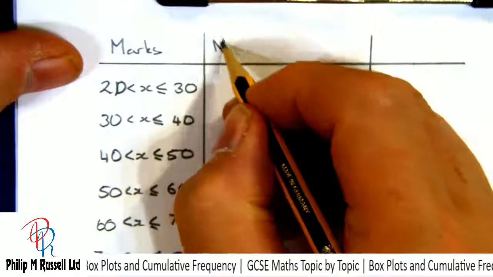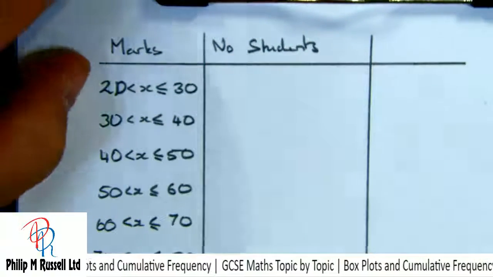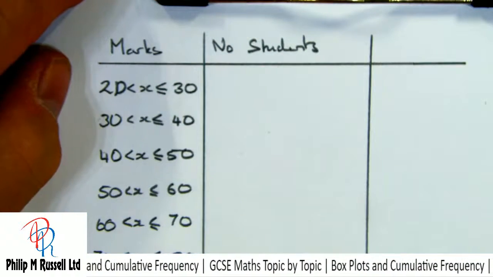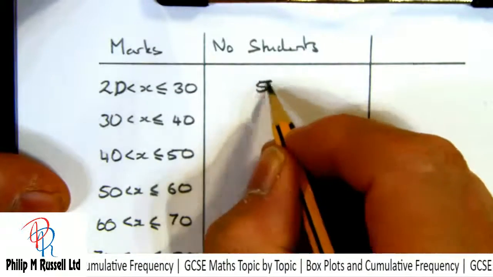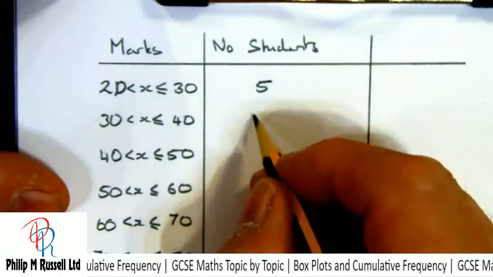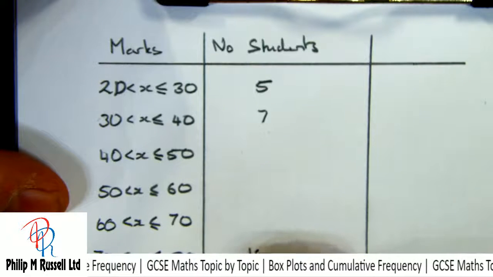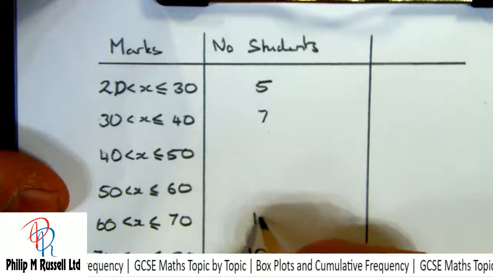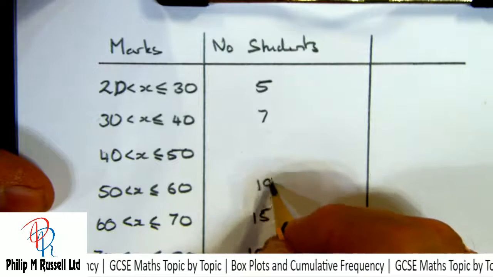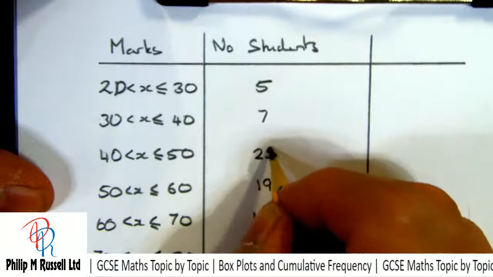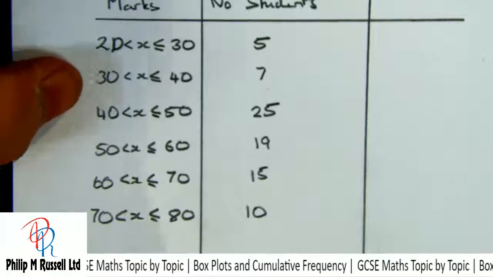Now we're going to have the number of students who did this particular test, and what grades they got. So only 5 got a grotty mark, we had 7 got there. We didn't have too many at the top though. We had, let's have 10 of those, 15 here, 19 there, and 25 in the middle. So I've given myself a little spread of numbers that we can work out.